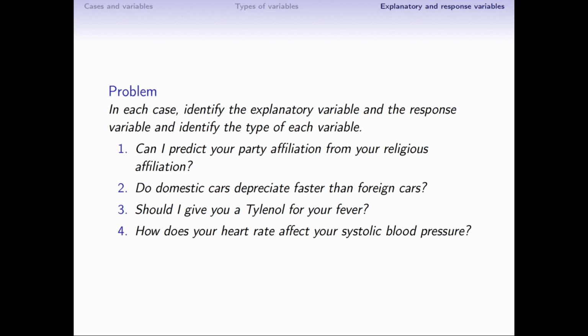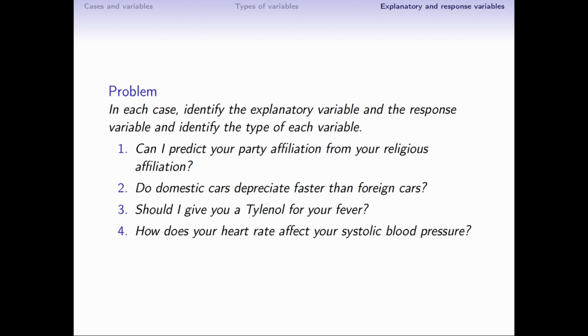But at 102.3, for example, we're probably going to give you a Tylenol, because at least in an adult, 102.3 might be a dangerous temperature to maintain for too long. So we're going to want to bring that temperature down. We're going to give you a Tylenol. So what do we have here?